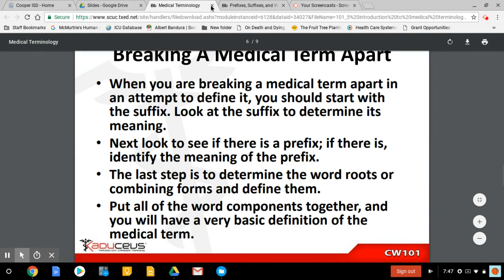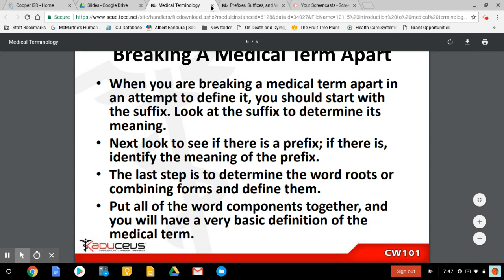When we break a medical term apart, it's how we determine the definition. You start with the suffix. Lots of times, if you can look at the suffix and determine its meaning, then look at the prefix. Then the middle of the word, you kind of have to know what that means. But another example would be, let me think of one, not too difficult.